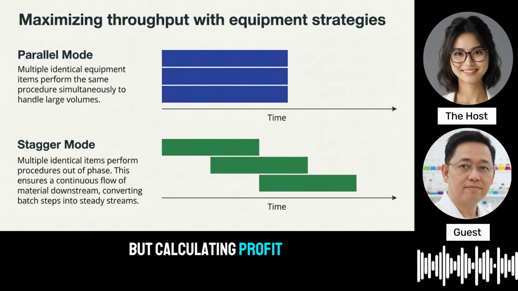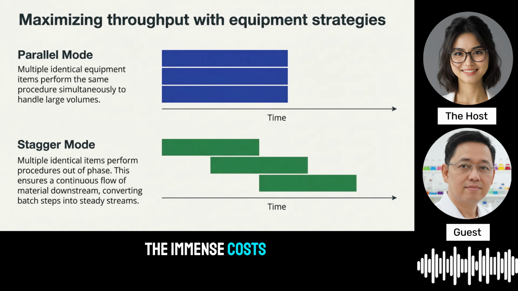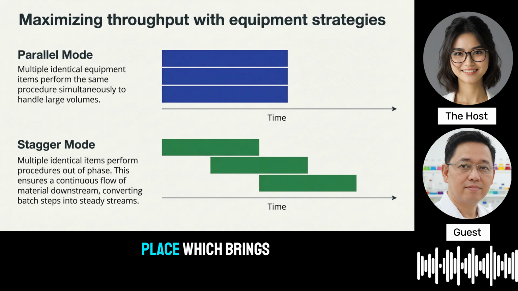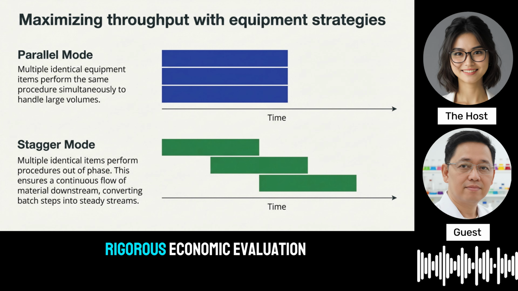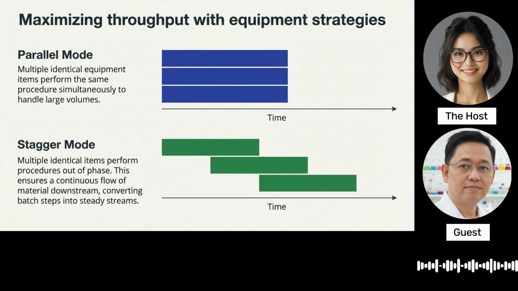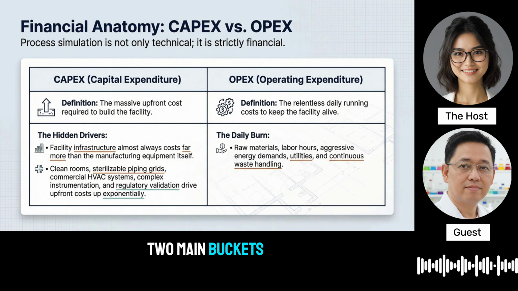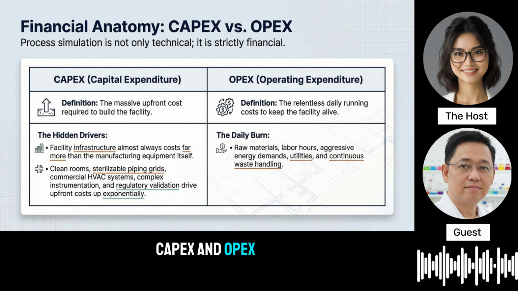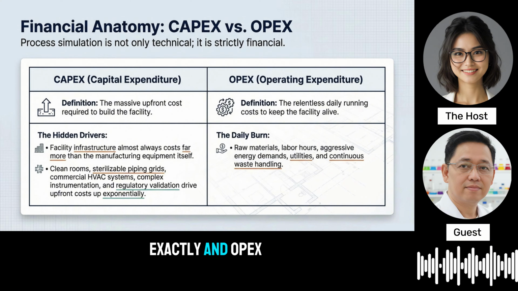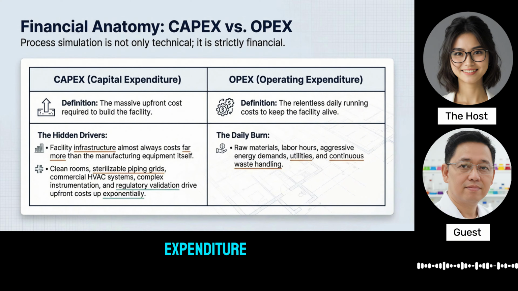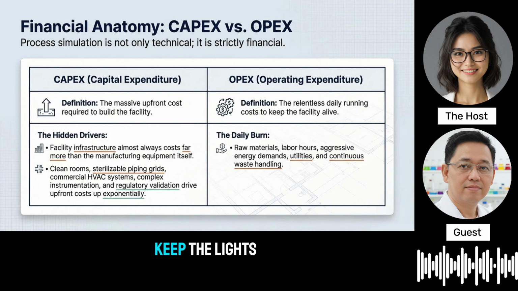But calculating profit also means understanding the immense costs of building and running the facility in the first place. Which brings us to the next major function of the digital twin, the money. Yes, the simulation generates rigorous economic evaluation reports. It breaks the finances down into two main buckets, CapEx and OpEx. CapEx stands for capital expenditure, or direct fixed capital, right? Yeah. The massive upfront cost to build the place. Exactly. And OpEx stands for operating expenditure, the day-to-day cost to keep the lights on, buy materials, pay staff, and manage waste.